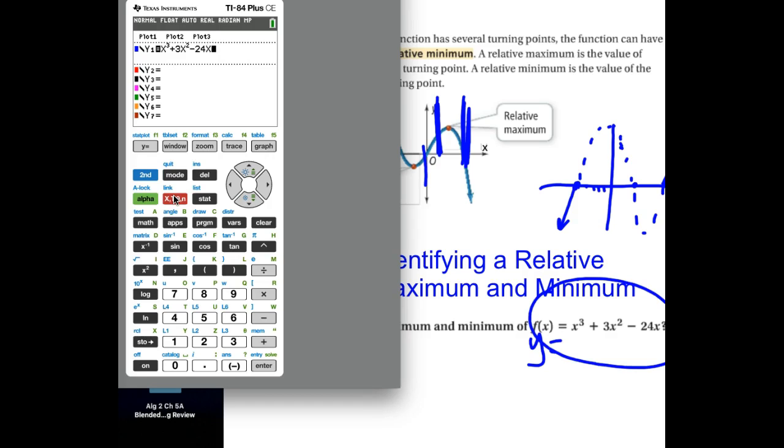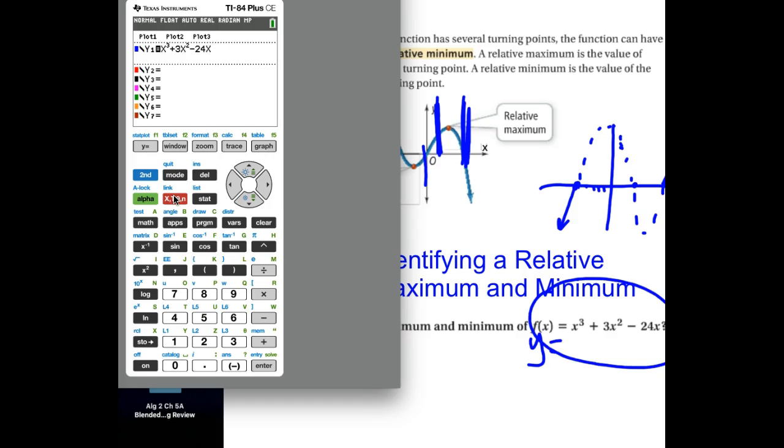And just be careful, your calculator is very picky about minus signs versus negative signs. You wouldn't want to hit negative 24x because then it's going to say the 3x squared and the negative 24x are being multiplied together. Okay? You want to make it subtraction. All right, questions at all on getting it entered? I did have to do it. It just doesn't show up on mine.